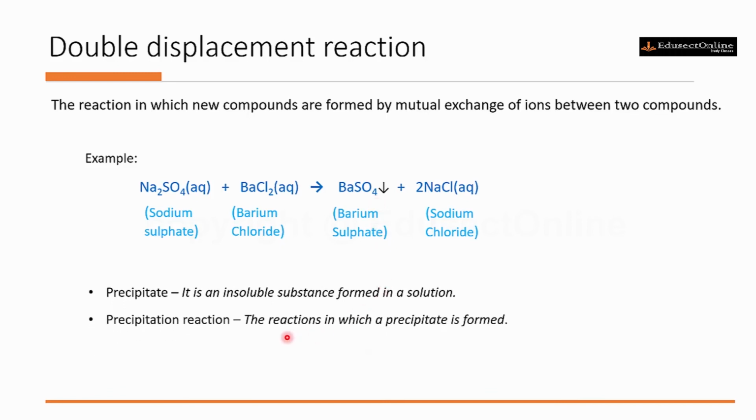What is a precipitate? A precipitate means an insoluble substance formed in a solution. Here, this barium sulfate is a white insoluble substance formed in the solution. So, this reaction is also called a precipitation reaction. Precipitation reaction means the reaction in which a precipitate is formed. So, this reaction is a precipitation reaction because this barium sulfate is a precipitate.